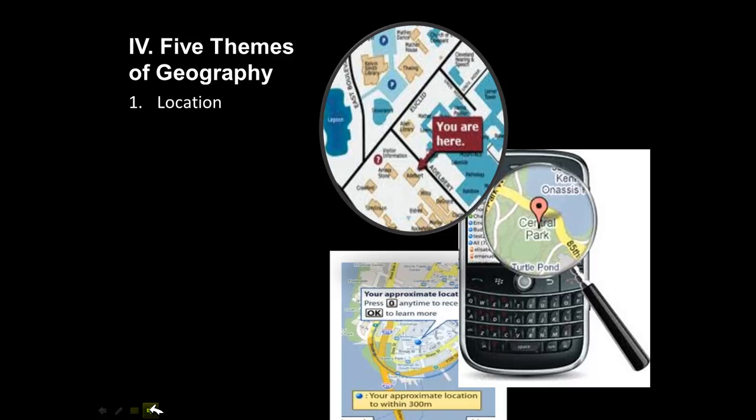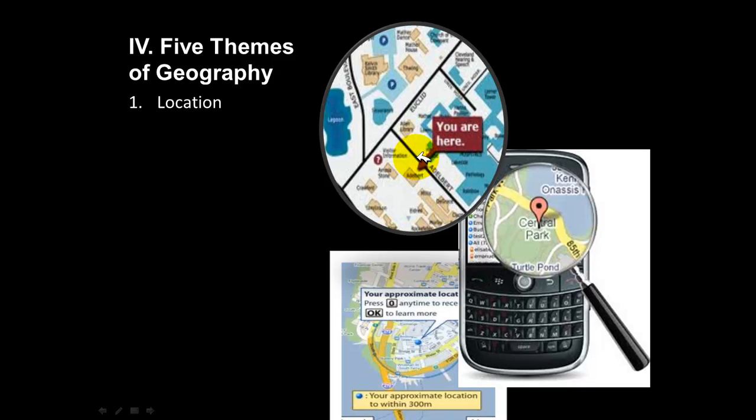Okay, so we're dealing with the 5 themes of geography, and this brings us to the first theme of geography. Now, this is something that will tie everything that we do for the rest of the semester into the 5 themes of geography. The first one is location. And location, you can tell by these pictures pretty much what location is, the graphics. Location is a specific place on planet Earth.